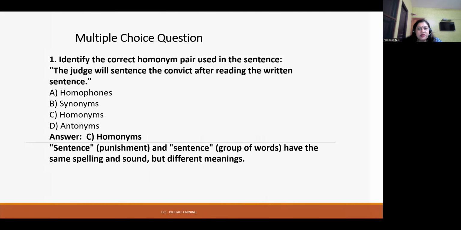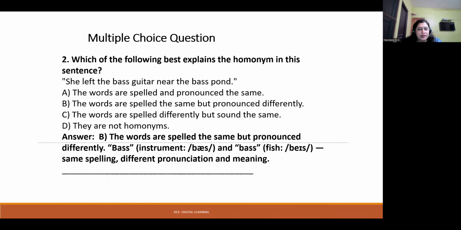Which of the following best explains the homonym in this sentence? She left the bass guitar near the bass pond. The options provided are: the words are spelled and pronounced the same, the words are spelled the same but pronounced differently, the words are spelled differently but sound the same, they are not homonyms. Option B is the answer. The words are spelled the same but pronounced differently. One bass refers to the instrument, the other bass refers to a type of fish.